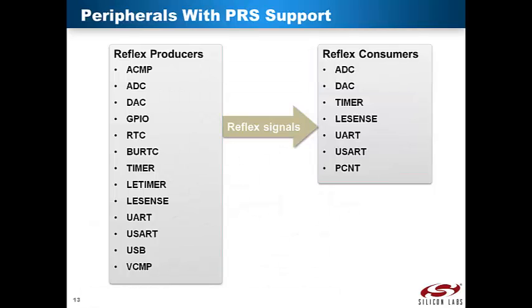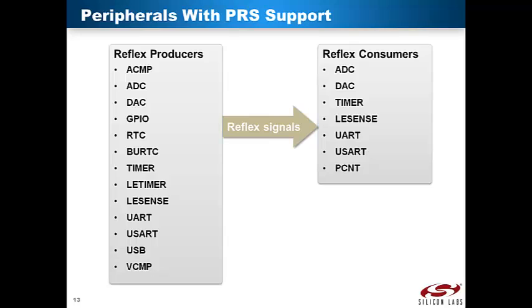This list presents the wide selection of peripherals that can be used with the Peripheral Reflex System. As you can see from these two quite long lists, PRS gives you lots of options for configuring direct interaction between different peripherals. To further extend the usability of PRS, most producers can trigger reflex channels on different events. One example of this is the USART, which can generate a reflex signal on one channel when a byte is transmitted, and a PRS signal on another channel when a byte is received.